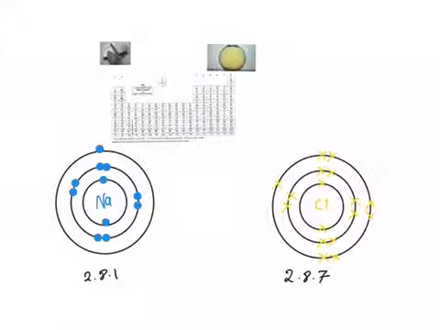So the electron configuration of sodium is 2, 8, 1: 2 electrons, 8 electrons, 1 electron. And the electron configuration of chlorine is 2 electrons, 8 electrons in the second shell, and 7 electrons in its outer shell.